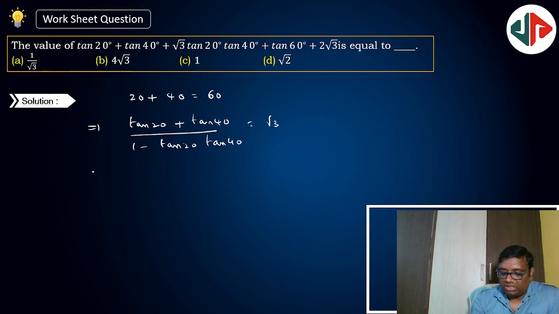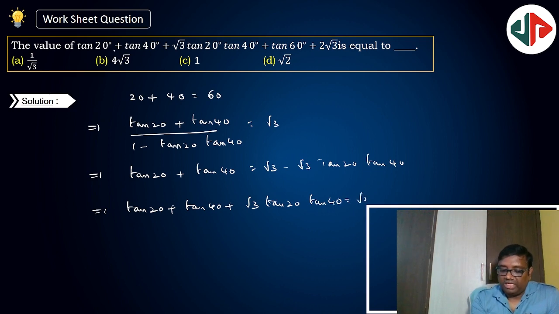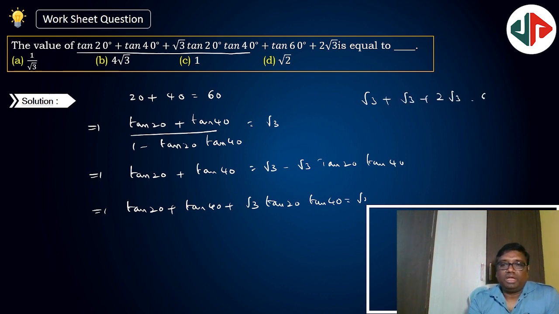Root 3. If I do cross multiplication, it means tan 20 plus tan 40 equals root 3 minus root 3 times tan 20 tan 40. This is nothing but tan 20 plus tan 40 plus root 3 into tan 20 into tan 40 is always equal to root 3. So that is why this total value we can rewrite as root 3. Tan 60 means root 3. Already 2 root 3 is given. So final answer is what?